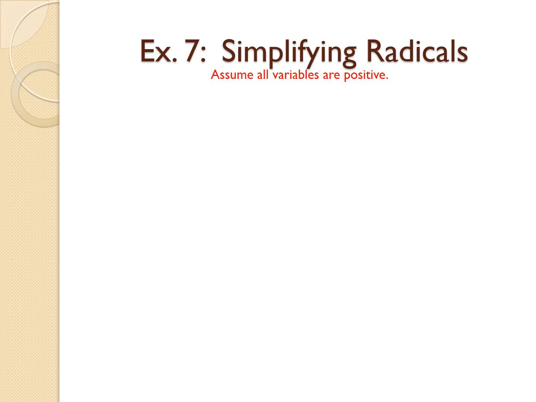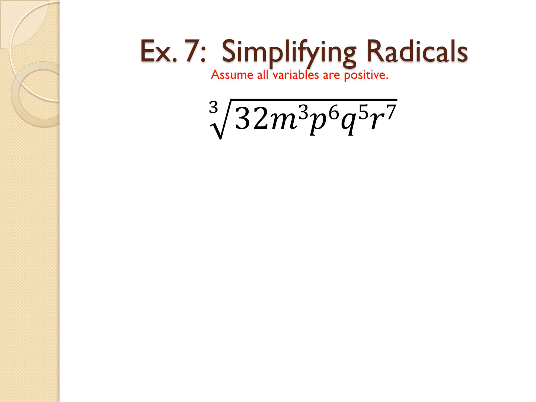So, example 7, simplifying radicals. Now you're like, well, I know how to do it if it's a number. Awesome. What if it's a variable with an exponent? How do we handle that? So, let's look at this problem. The cube root of 32 m cubed p to the 6th q to the 5th r to the 7th.